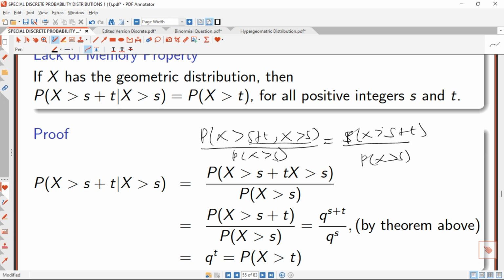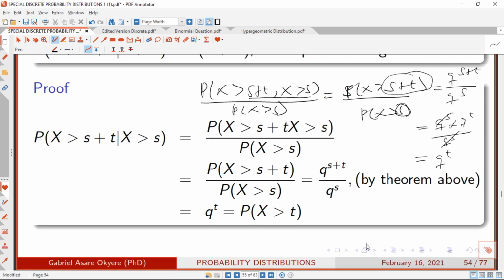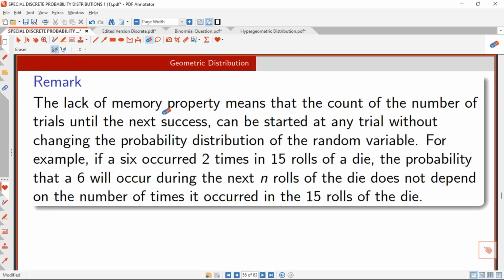And then we also just learned that the probability that X is greater than s is equal to q raised to the power s. So this one too is equal to q raised to the power s plus t, since this will be our exponent. And then divided by q raised to the power s, which will be this. So we can see clearly that this can be q raised to the power s times q raised to the power t, all divided by q raised to the power s. This will cancel that, and we will get our final answer to be q raised to the power t. Okay, yes, that is our answer as we can see here. So that is the memoryless property that we have in the geometric distribution.